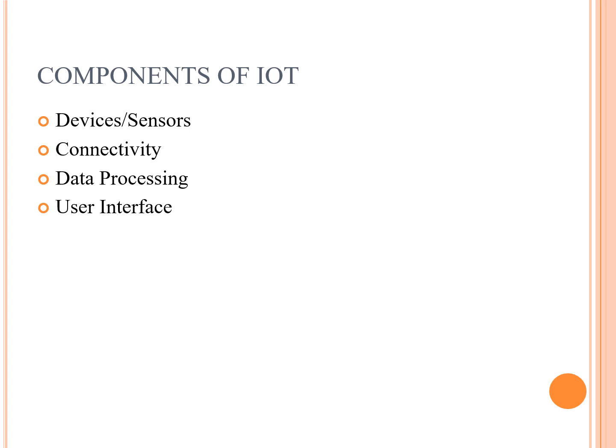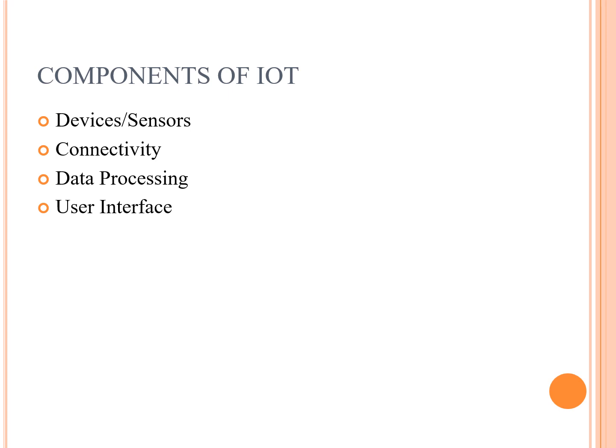Physical devices are equipped with sensors and actuators. For example, as already said, the thermostat, smart bulb, fitness tracker or industrial machines. Next one is connectivity. Devices connect to the internet or locally through protocols like Wi-Fi, Bluetooth, Zigbee or cellular networks. Next one is data processing.